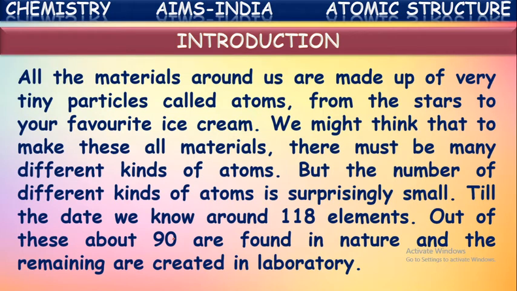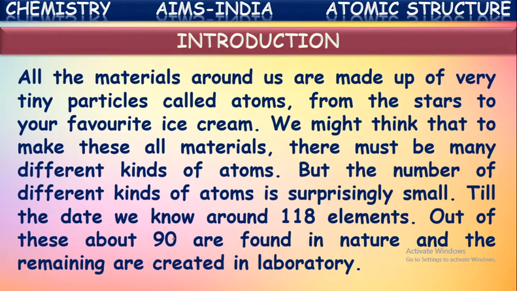Who might think that to make all these materials, there must be many different kinds of atoms, isn't it? We see around us so many kinds of materials which are made up of different kinds of matter. So we might think that there should be so many kinds of atoms to make these many different materials. But in fact, the number of different kinds of atoms is surprisingly very small. It is almost around 118 elements. Till date, we know around 118 elements only. So only with these 118 elements, all these crores of different kinds of materials are made.